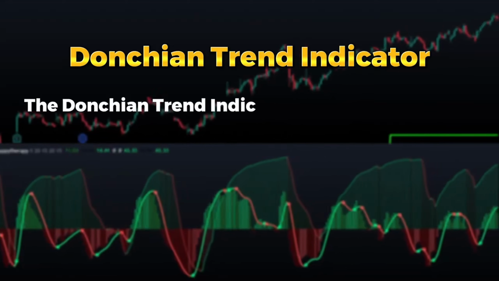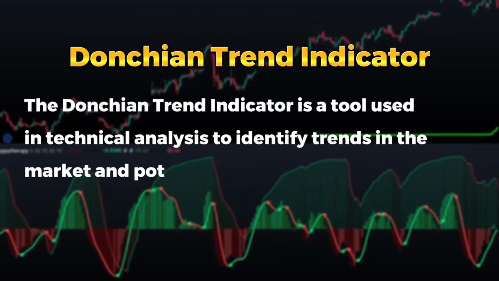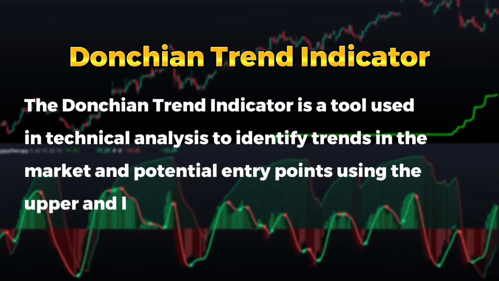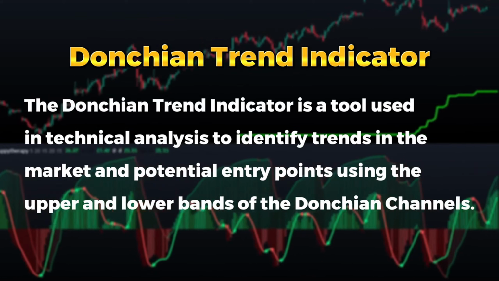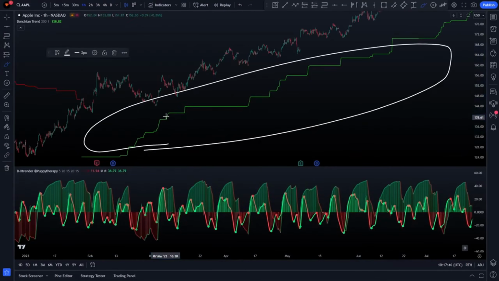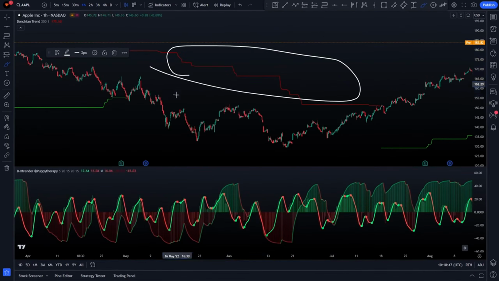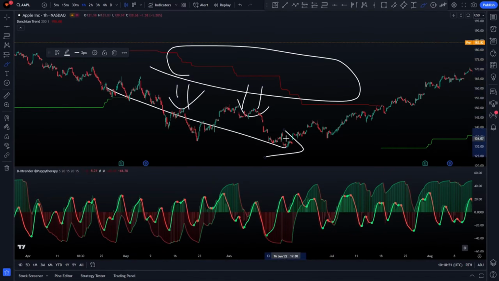The Donchian Trend indicator is a tool used in technical analysis to identify trends in the market and potential entry points using the upper and lower bands of the Donchian channels. When the green line appears and the prices are above it, it means a long-term bullish trend. When the red line appears and the prices are below it, it means a long-term bearish trend.